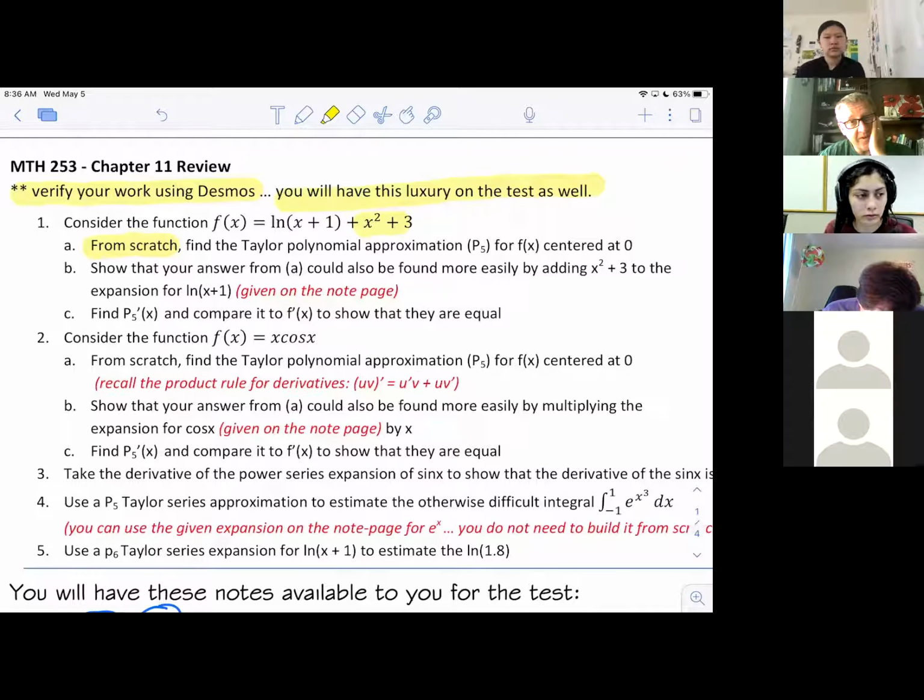Like, can you do it the easy way? And can you do it the hard way? Get the same thing. That's just kind of good. That'll help you kind of feel like, yeah, I'm getting this right. Or, you know, writing me a note about something's not right. And graph it to kind of make sure it works.